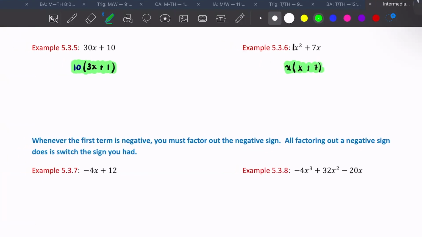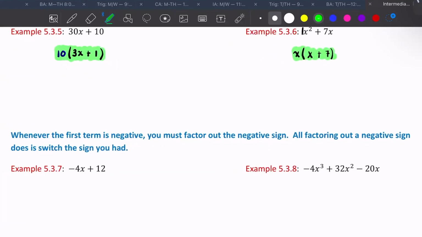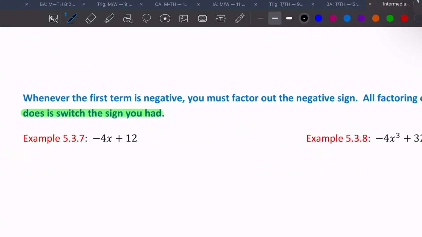This blue line says whenever the first term is negative, you must factor out the negative sign. All factoring out a negative sign does is switch the sign you had, okay? All it does is switch the sign you have. Okay, so here's the example of that. Negative 4x plus 12. We can take out a negative 4. Okay, what that does is it switches the sign inside. It switches that sign, right?